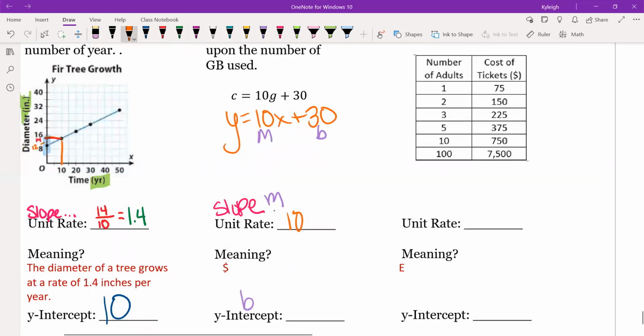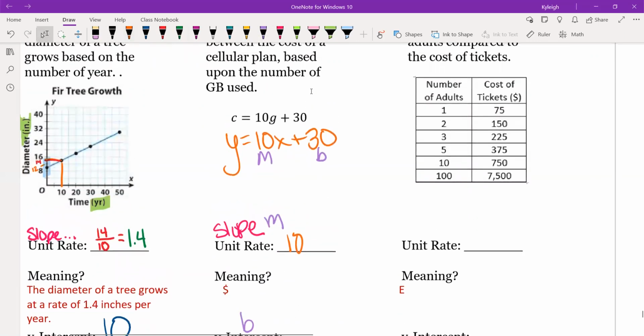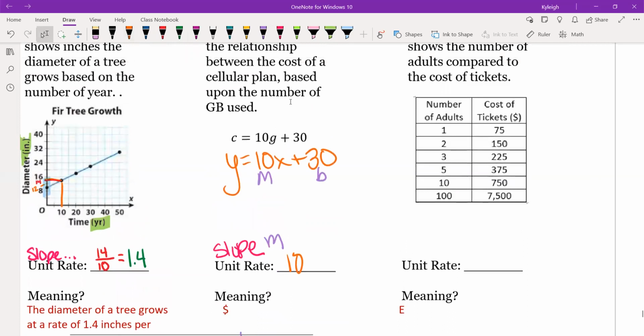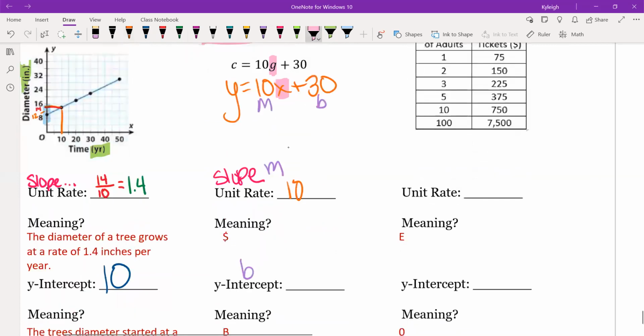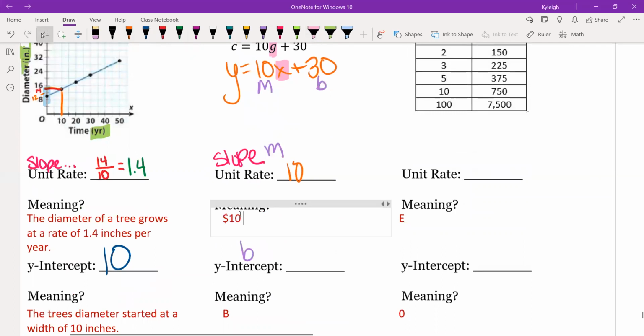So what does that mean for the problem? Well, it's based upon the number of gigabytes used. So that's what that G stands for, or this X, the gigabytes used. So that means it's $10 for each gigabyte used. Okay.